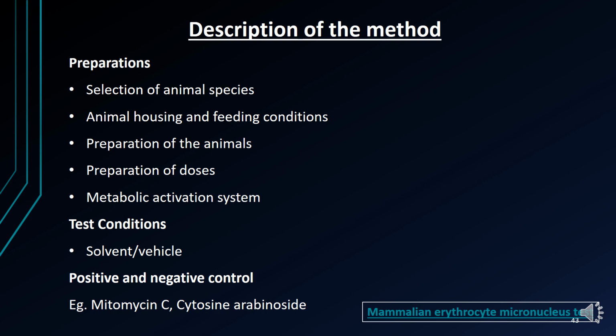Here the solvent and vehicle selection should be appropriate. It should not show any reaction with the other chemical ingredients which are used for the test. Then positive and negative control. So examples are mitomycin and cytosine arabinoside.